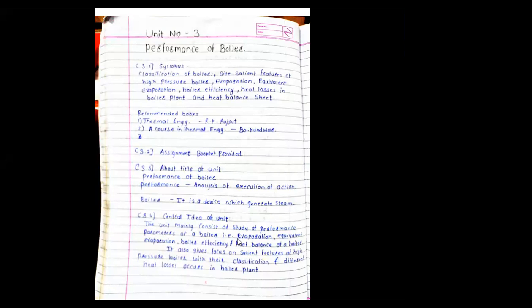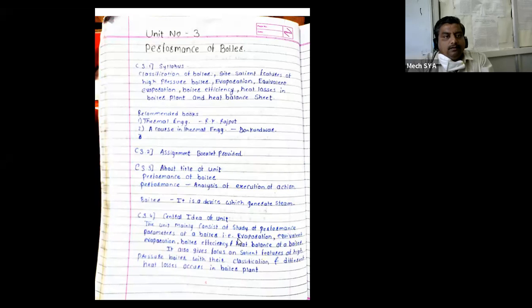So today we will see some performance aspects of a boiler. It may be how to calculate the evaporative capacity of a boiler, how to calculate boiler efficiency, and what are the different heat losses that occur in the boiler plant, and the heat balance sheet. These are the performance parameters on which numericals can be asked on the boiler.